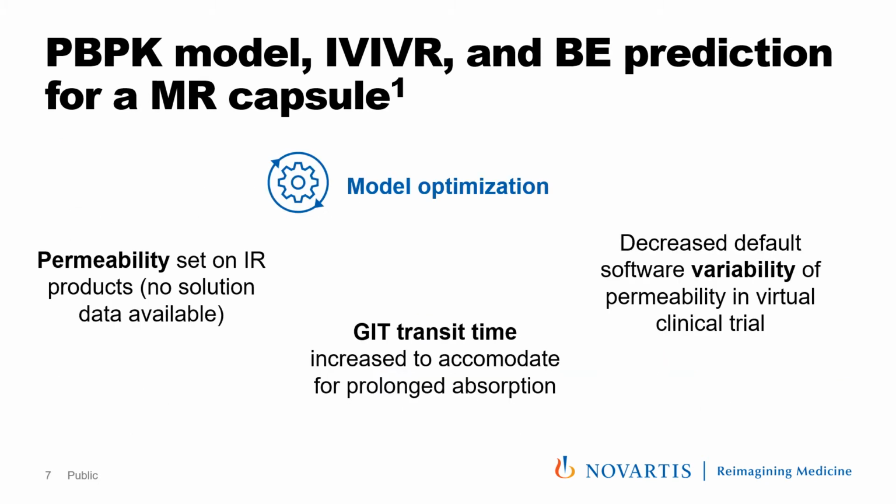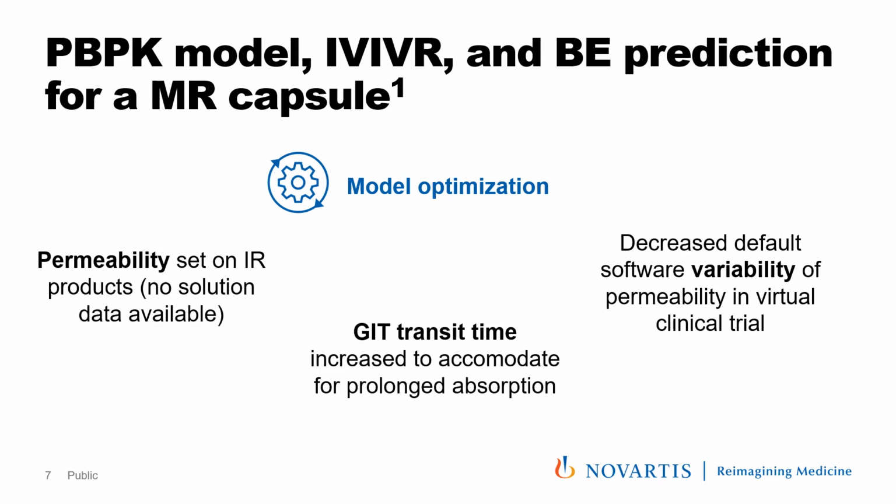In order to trust the model results, any model optimization needs to be justified. As mentioned before, effective permeability value was set based on immediate release products as there was no literature data available on, for example, Caco-2 or animal permeability. There was also no plasma concentration after administration of oral solution.